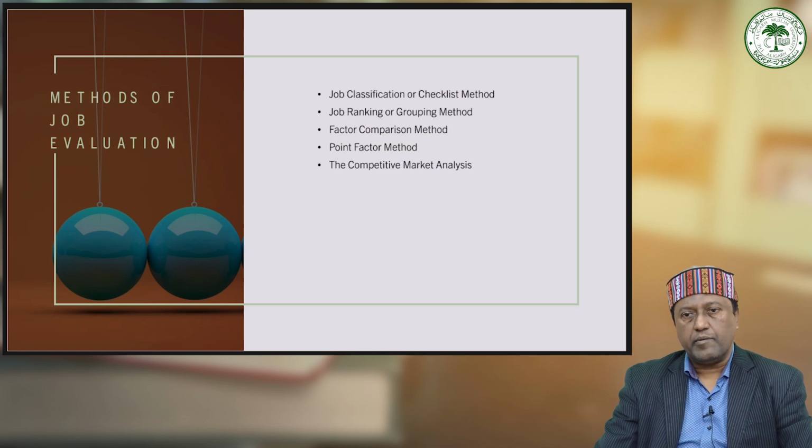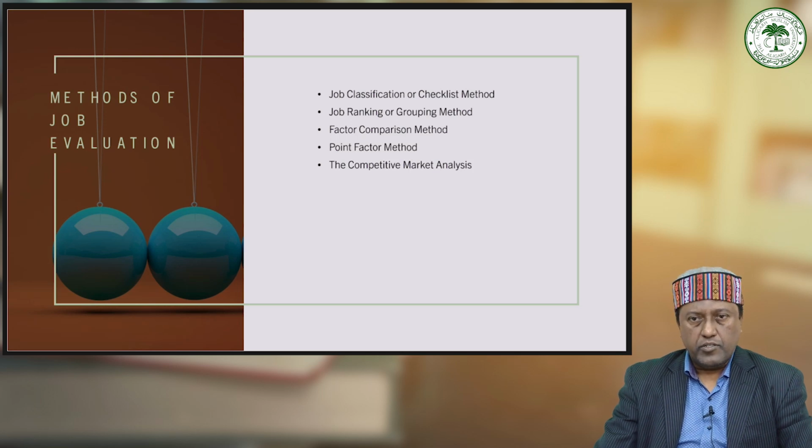Next step is assigning points. Points are then assigned to each factor based on its relative importance to the job. This step often involves establishing a rating scale or point system for each factor. For example, a job that requires a high level of skill may be assigned more points for the skill factor compared to a job that requires minimum skill.